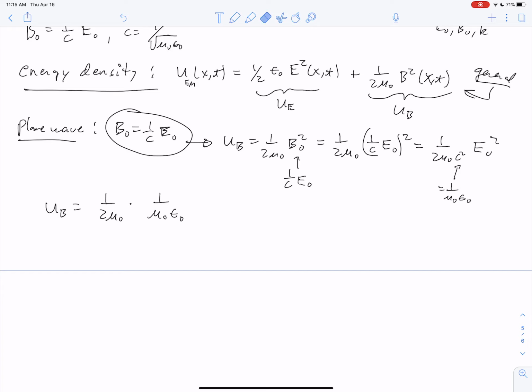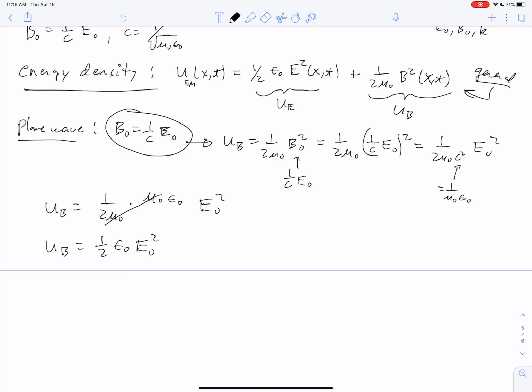Oops, let me erase that. This c squared is on the bottom, and so the mu naught epsilon naught go on top. So it's mu naught epsilon naught times E naught squared. And then I see that these cancel. And so then I see that the magnetic energy density is equal to 1/2 epsilon naught E naught squared.